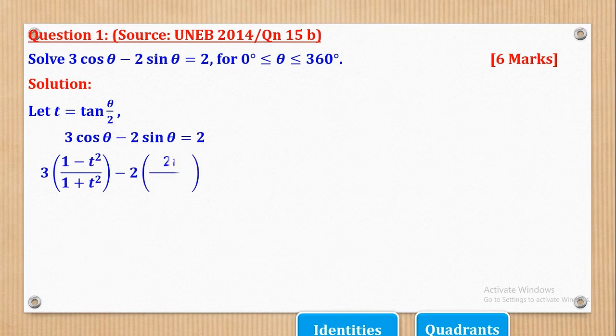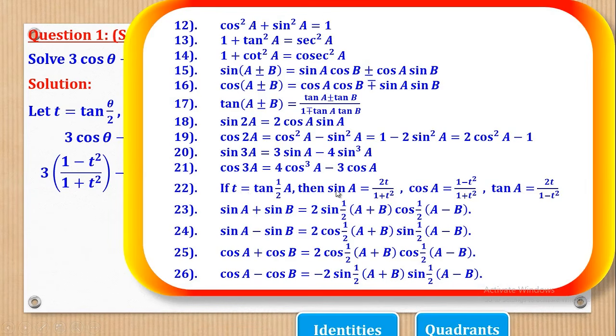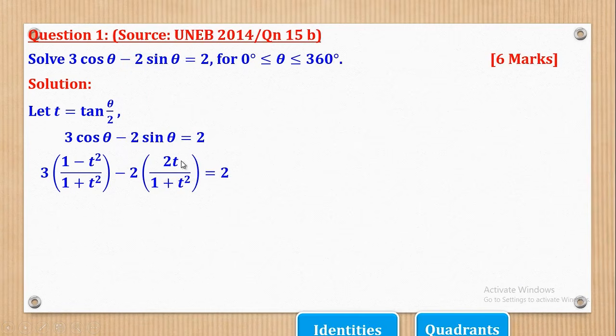So the t formula, when you go back to the identities, the one of cosine is 1 minus t squared over 1 plus t squared, and the one of sine is 2t over 1 plus t squared. So that is the substitutions. Then after that we have to get the LCM and multiply through by the LCM.